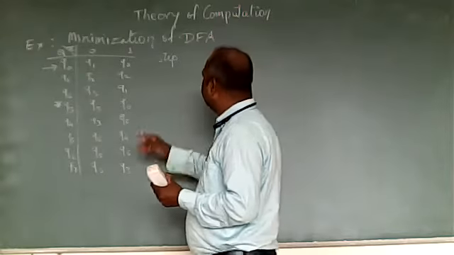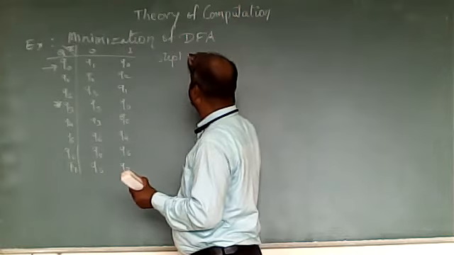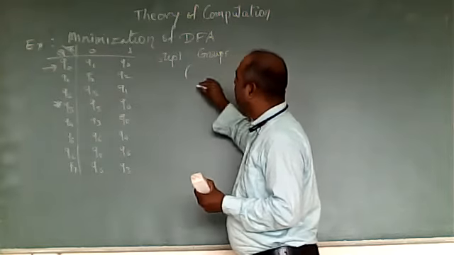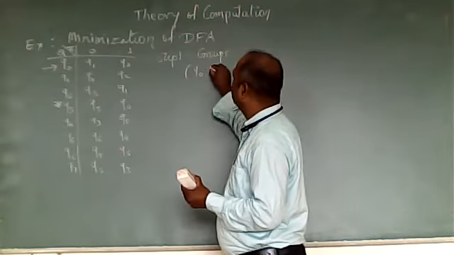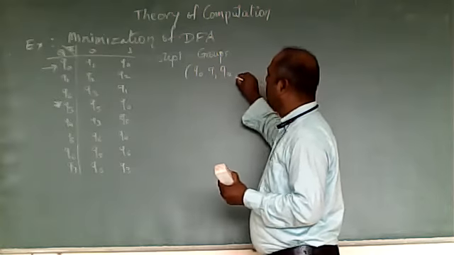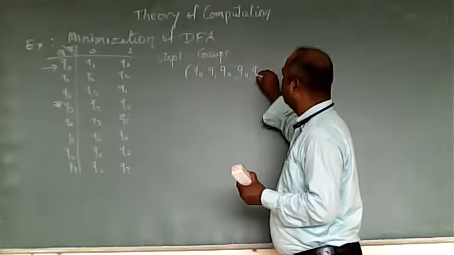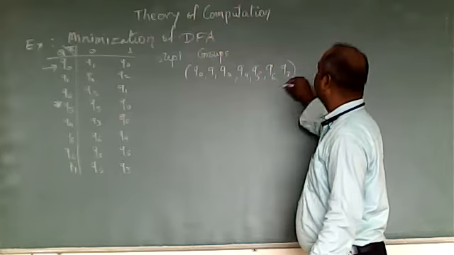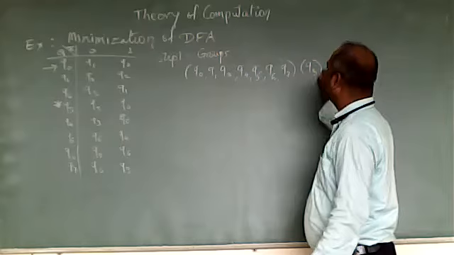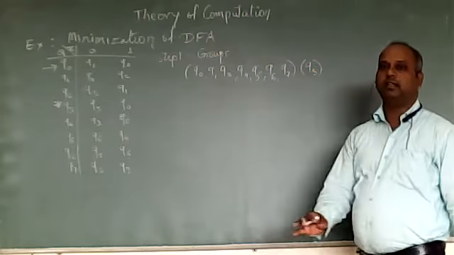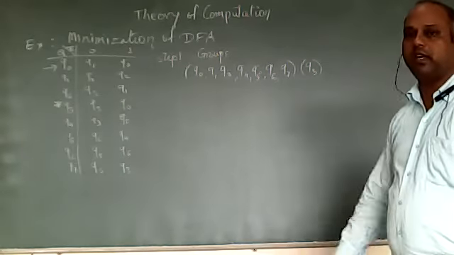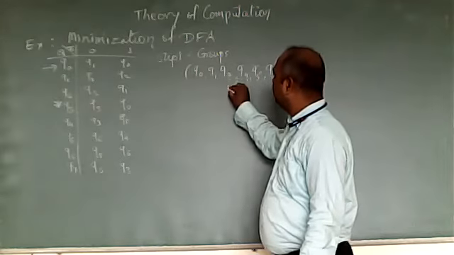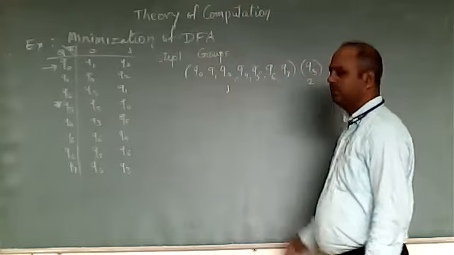So for this problem statement, we can have groups based on final and non-final. We take the non-final states Q0, Q1, Q2, Q4, Q5, Q6, Q7 in one group, and Q3 in another group. We just divided all the states into final and non-final. This is your first division. We call this block 1 and this block 2.